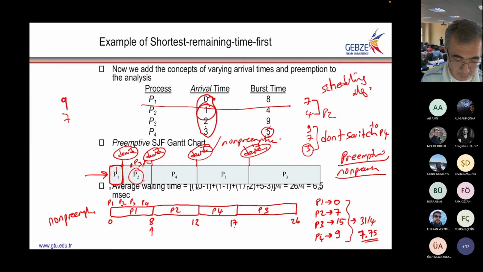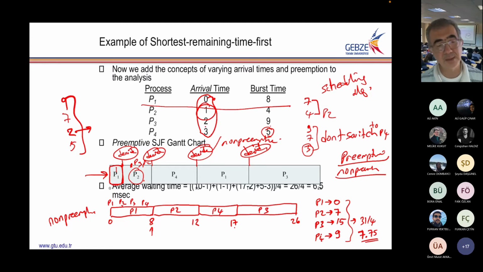And P2 is executed how long? About 3 times. So it is now 2. My P4 is 5. So when I compare, I still run P2. So I keep executing P2. Then I finish P2 and look at P4, P2, and P1.